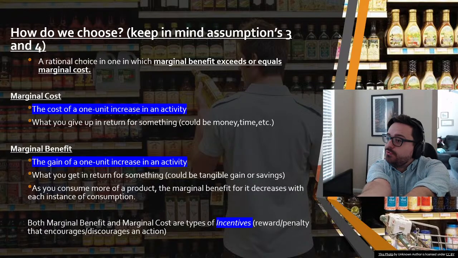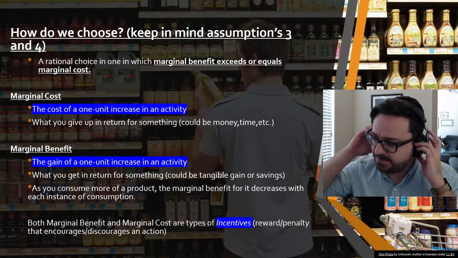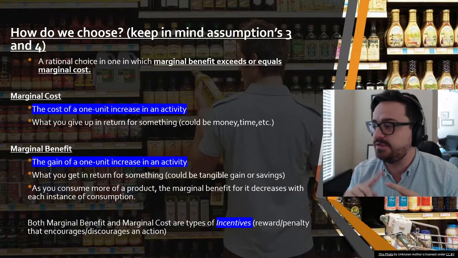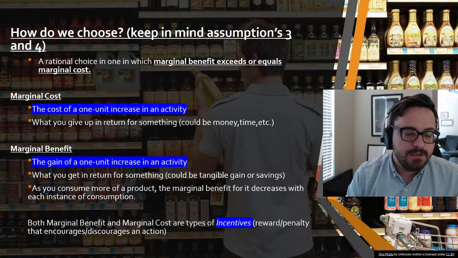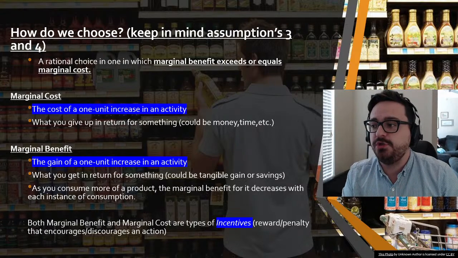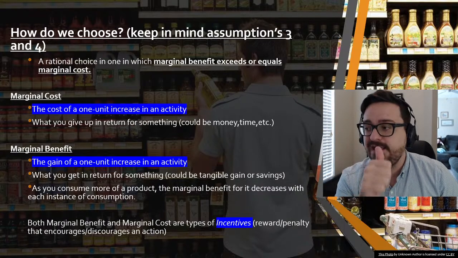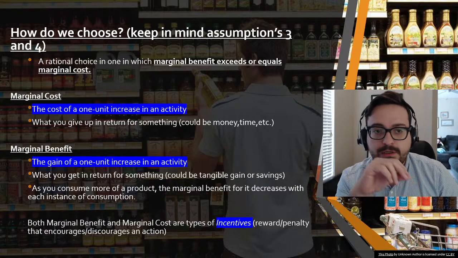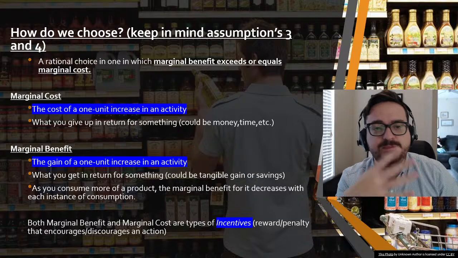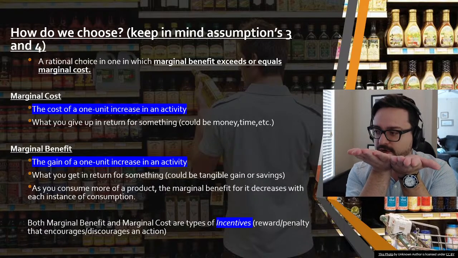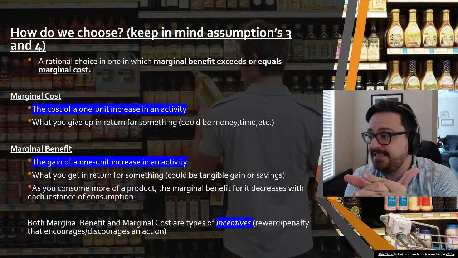How do we choose? Most important thing in economics, in terms of functional, based on the definition, is how do we choose? And this is keeping in mind assumptions 3 and 4, self-interest and cost and benefit. If we all behave rationally according to our self-interest, the choice that we will make is one in which, and this is the definition of rational choice, where marginal benefit exceeds or equals marginal cost. If the benefit exceeds or equals the cost, we'll do it. Exceeds because obviously if there's more benefit than cost, you do it. Equals because then it's an equal trade, which would be worth it generally. And if cost exceeds benefit, then you wouldn't do the thing, right? It wasn't worth it for you.